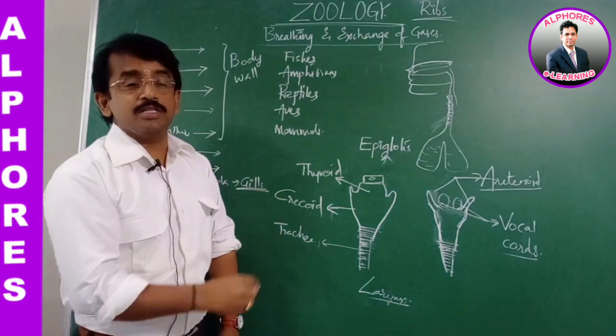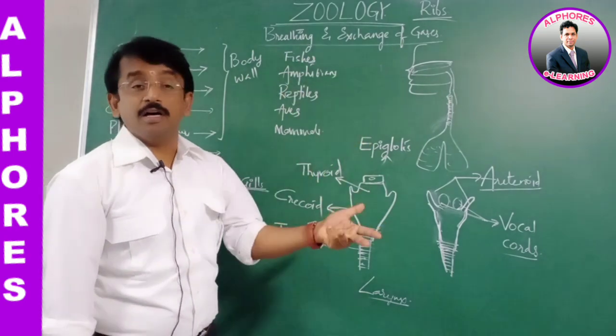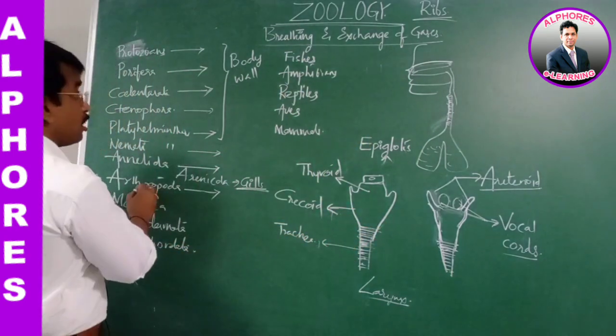Limulus is with the book gills. So, book gills, book lungs, and the trachea are the respiratory organs among the Arthropoda.